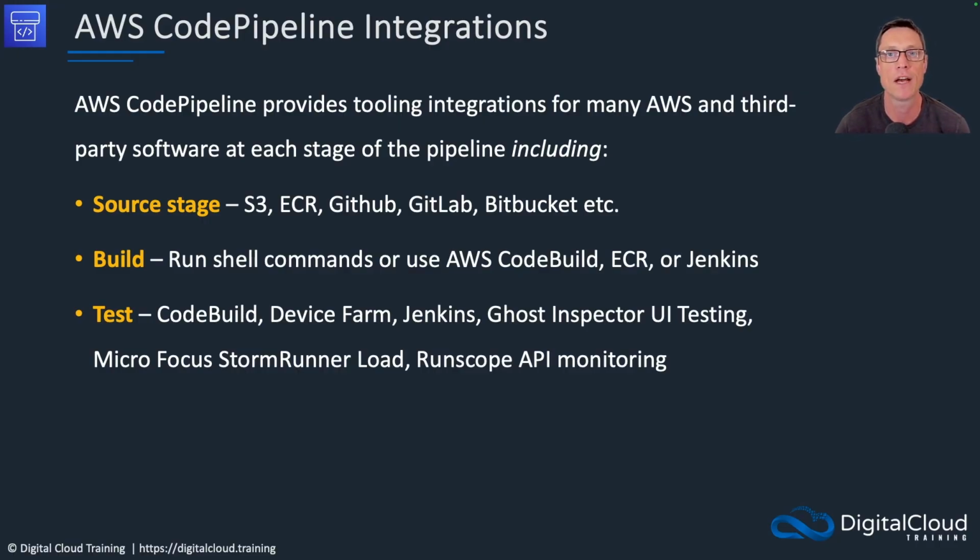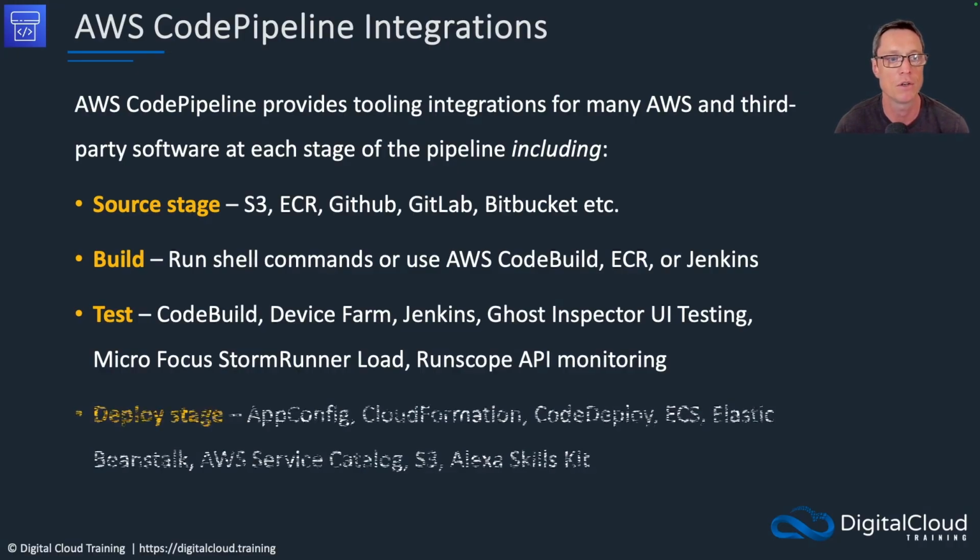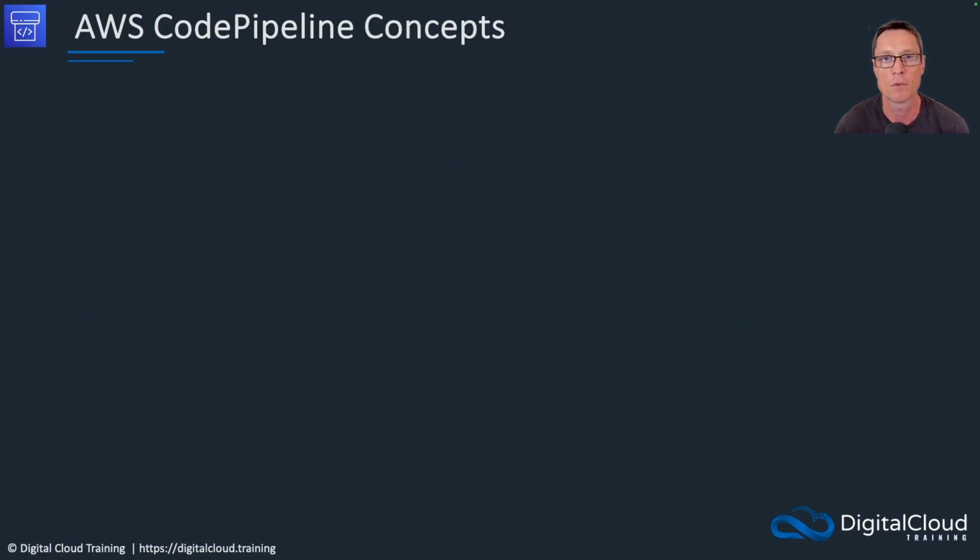When we get into the actual console, you'll be able to see what the current integrations are at the time of you going in and actually building your pipeline. For the deployment stage, we've got a variety of options as well: AppConfig, CloudFormation, CodeDeploy, ECS, Elastic Beanstalk, AWS Service Catalog, S3, and Alexa Skills Kit at this particular time.